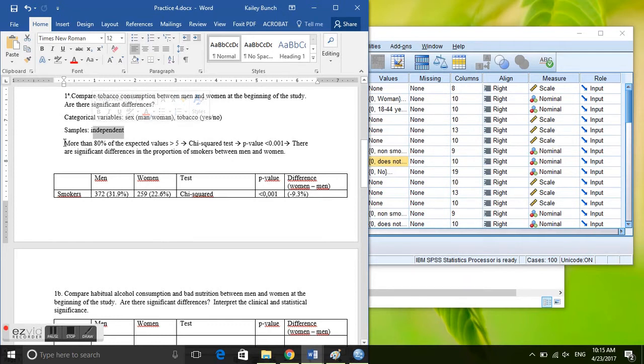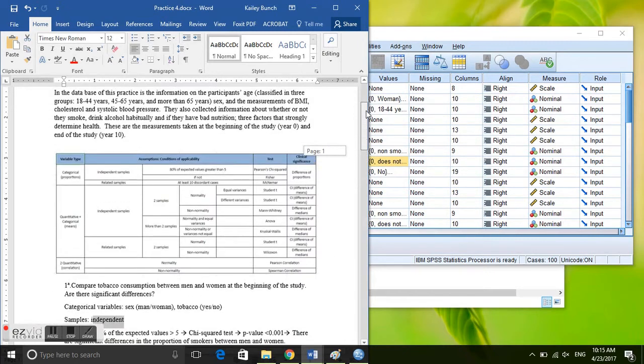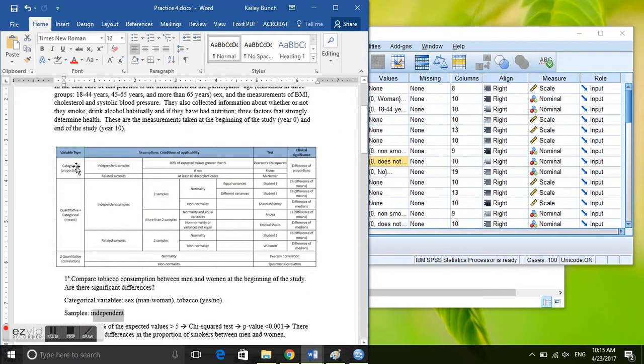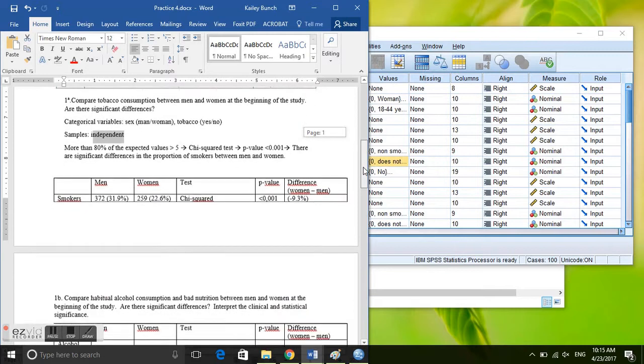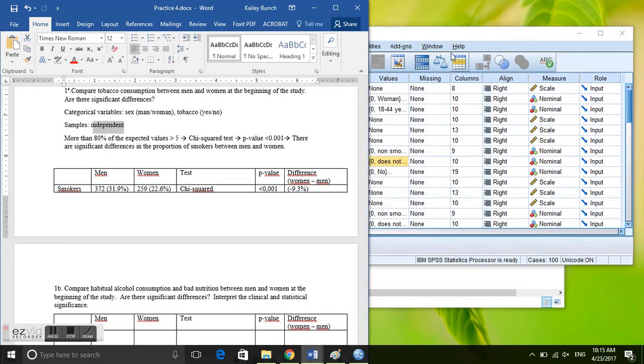So our assumptions, if you come back up here, we are here: two categorical variables, proportions, independent samples. We need to check to see if 80% of the expected values are greater than 5. If they are, we are going to do a Pearson chi-squared test. And if they're not, we are going to do a Fisher's exact test. And then we are going to look at the difference of proportions. So go to SPSS.